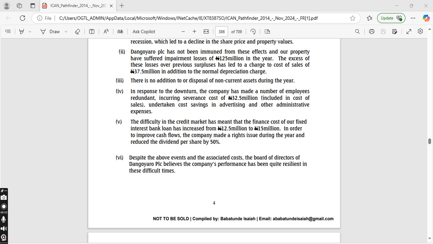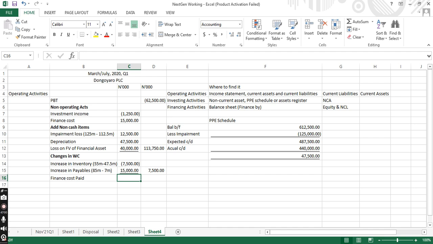Now, it means that there is nothing that we didn't talk about making additional payment for finance costs. That means our finance cost is still the same thing. It has increased to 15 million. All right. So that should also be our finance cost paid. How much? 15 million.